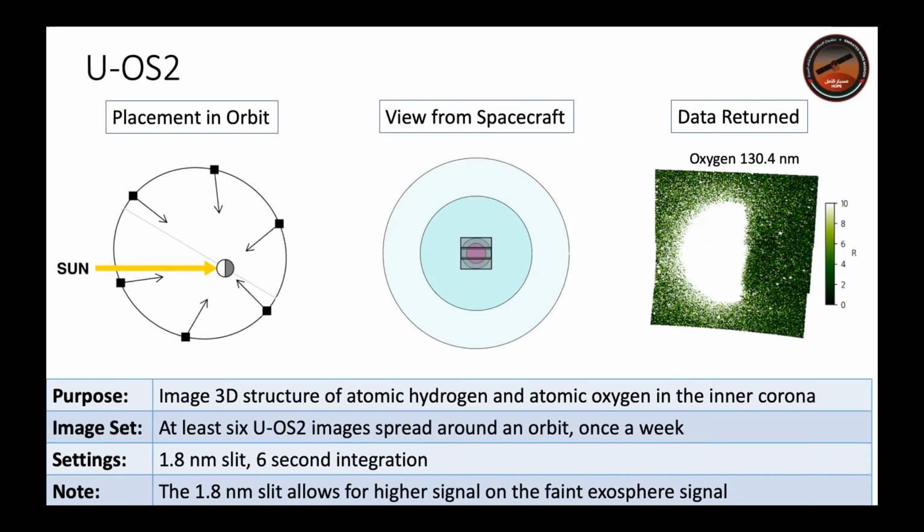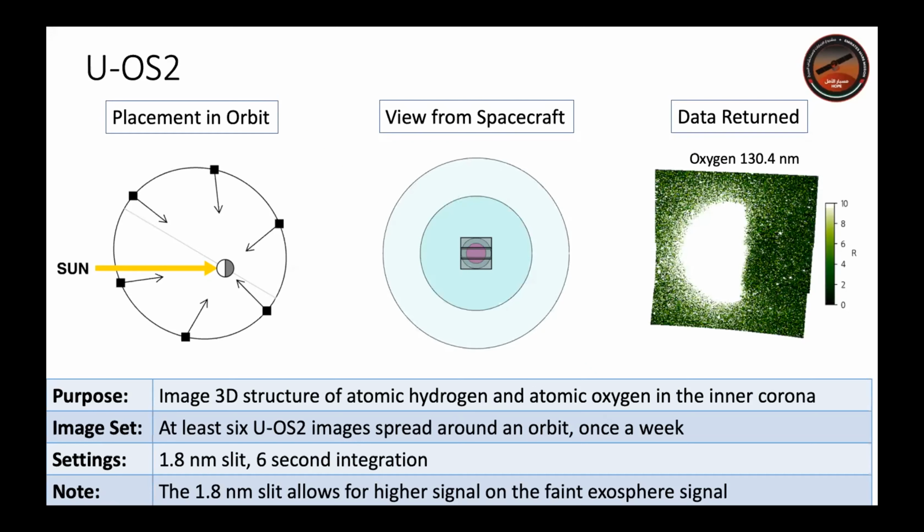And so you can see here a different oxygen emission, and you can see I've really blown out the color scale here, but there's this broad emission away from the planet. This is because there's so-called hot oxygen that stretches out into space, and EMUs can see that. For this, we use a 1.8 nanometer slit.